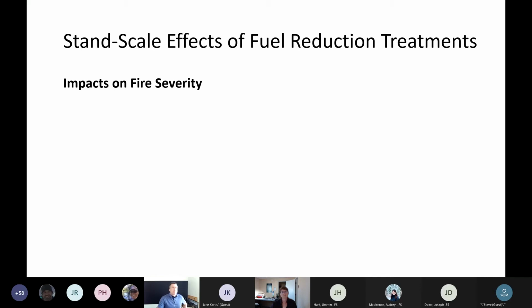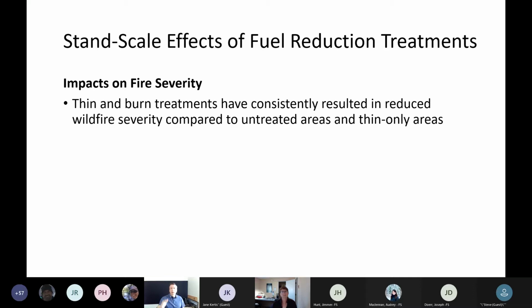Now we'll try to wrap up here by thinking about some of the stand scale effects of fuel reduction treatments we might expect. We'll start by thinking about impacts on fire severity, so mortality during fire events. And the literature pretty consistently finds that the combination of thinning and burning treatments, so combining overstory density reductions with surface fuel reductions, tends to be most effective at reducing wildfire severity. So those combination treatments tend to be more effective at reducing fire severity than just thinning or just burning.